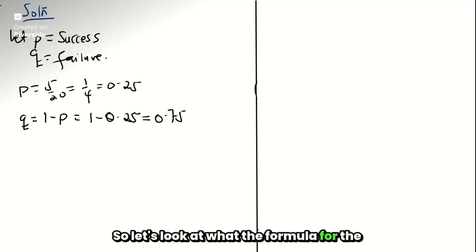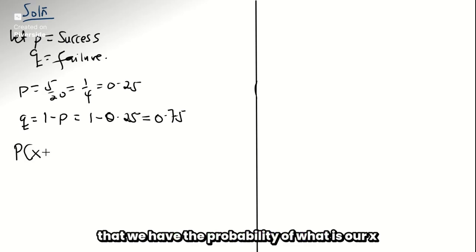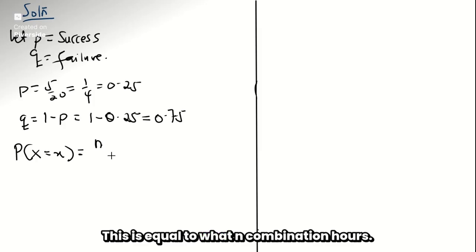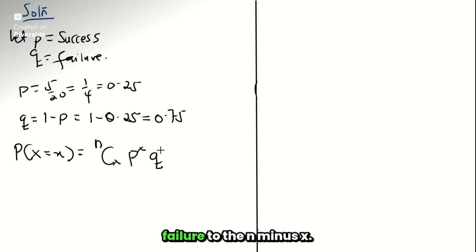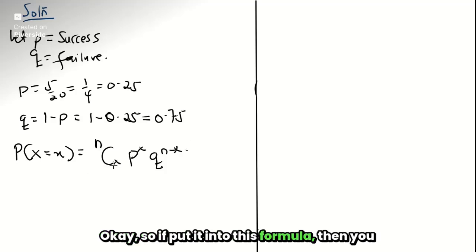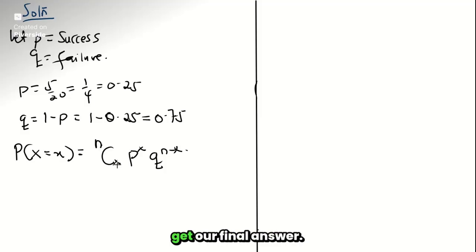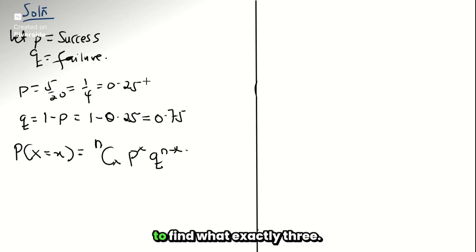So let's look at the formula for the binomial probability. The probability of x, where x is some small x, is equal to n combination x, times our success to the power x, times our failure to the power n minus x. If you put it into this formula, then we satisfy our binomial probability, and we fully get our final answer. So for the first question, we have been asked to find exactly 3.